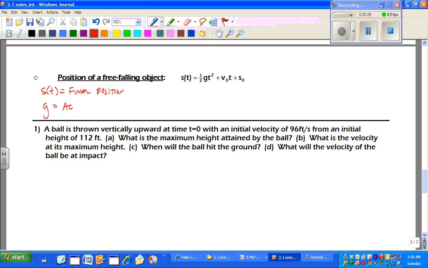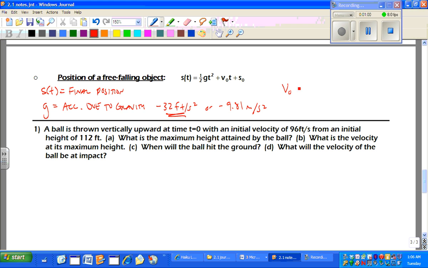G is the acceleration due to gravity. And that's a negative acceleration, negative 32 feet per second squared, which we'll use most of the time, or negative 9.81 meters per second squared. But again, most of the time we're going to be dealing with feet for these problems.